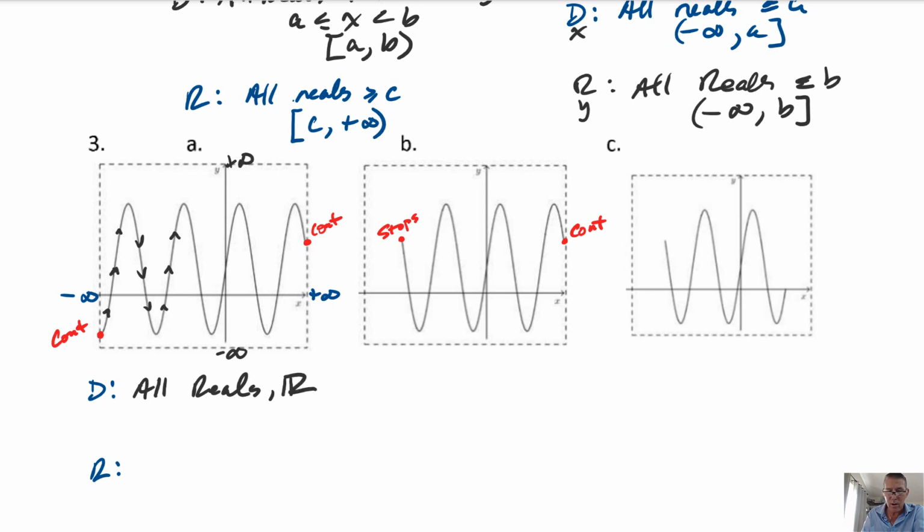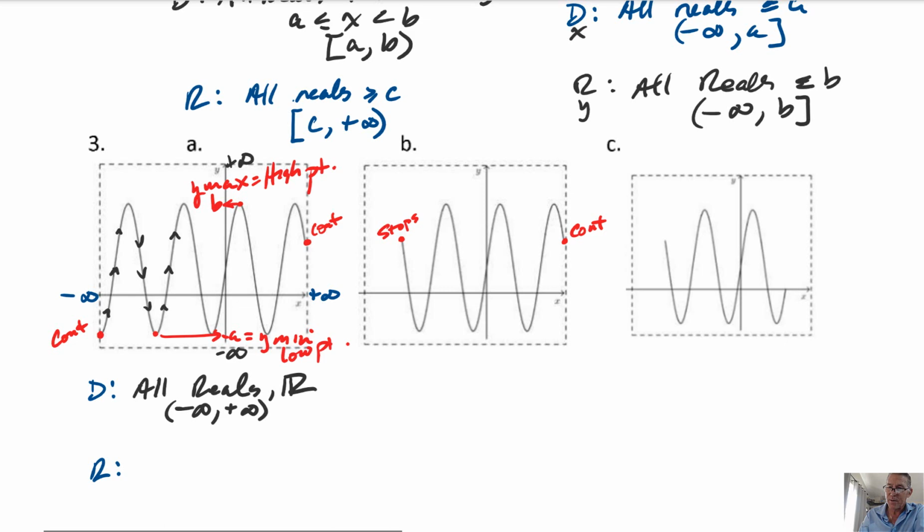You can just say capital R, or you can say negative infinity, comma, positive infinity. That's interval notation. The range is different. The range has a minimum. There's a y minimum here, whatever, let's call that A. A is the y minimum. And then it has a high point right here. I don't know what that y value is, but let's call it B, and this is a y max. High point, y max. Y minimum, low point. High and low, very, very simple.